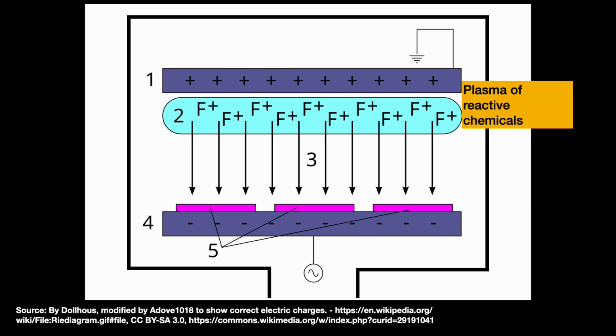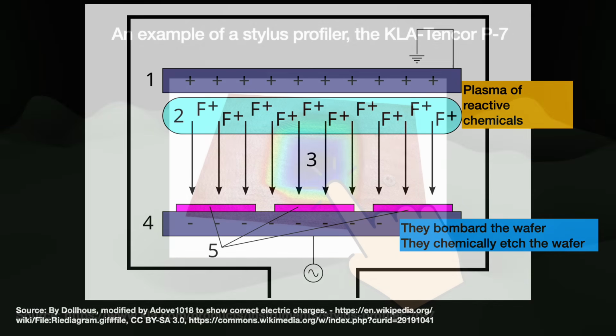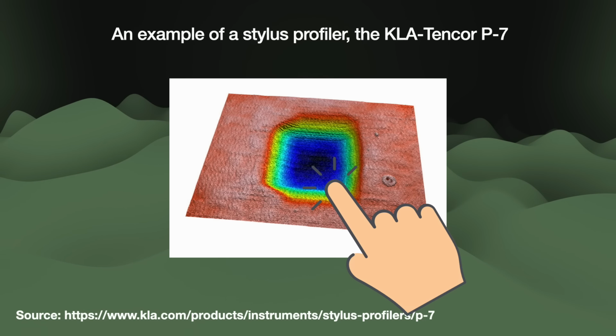In RIE, a mixture of volatile etching chemicals, usually based on chlorine and fluorine, is turned into a plasma using a powerful radio frequency field. The plasma is then accelerated at the wafer by an electric field. When it hits the surface, there is a double etch, first physically by the ion bombardment, and second via chemical reaction. Progress is measured with another run of that diamond-tipped finger stylus profiler.